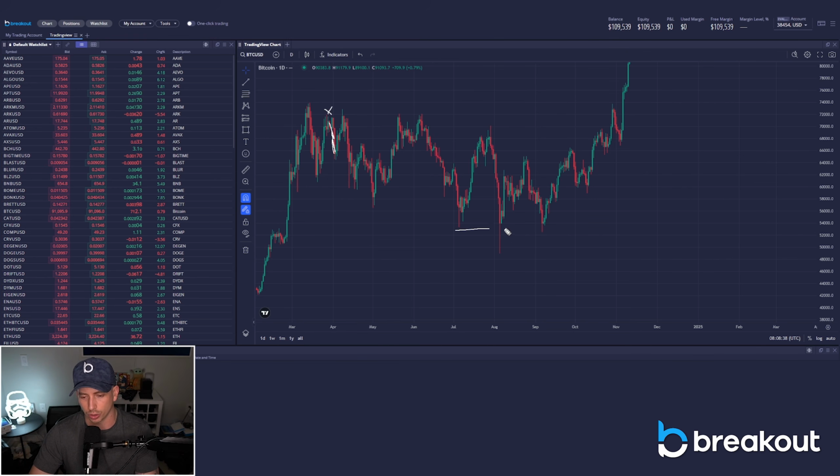The inverse is true on the downside. If you're longing here because you think price is going to go up and up and up and continue up, and you have your stop below here, how do you get out of a long position? With a sell order. So sell side liquidity is what's below old lows. Buy side liquidity is what's above old highs.